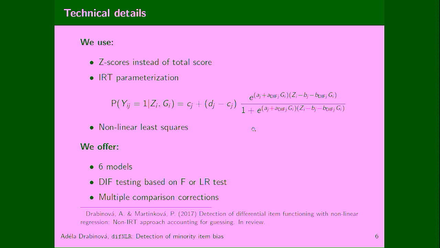We do the estimation by nonlinear least squares, and we offer 6 models with several constraints on the parameters C, D, or A. We also offer the detection procedure based on the F or likelihood ratio test, and we also offer multiple comparison corrections.